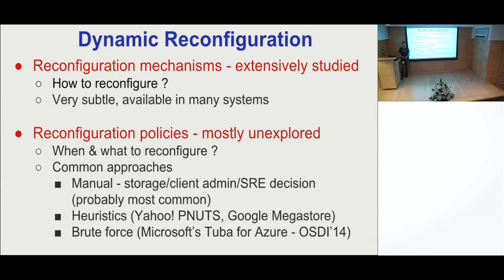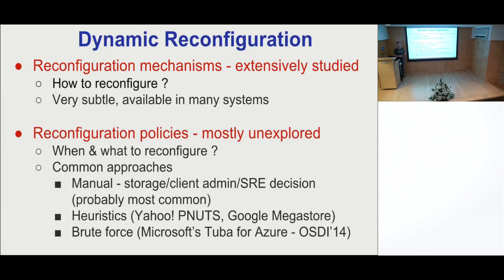By now, most systems in production support dynamic reconfiguration, which is the mechanism of how to reconfigure. What's not so much explored is what and when to reconfigure, the policies. And this is what we try to do in this work. The most common approach probably is manual. You have an administrator that comes and says, I want this type of replication for my database, I want the replicas here and there. And this is just not scalable.